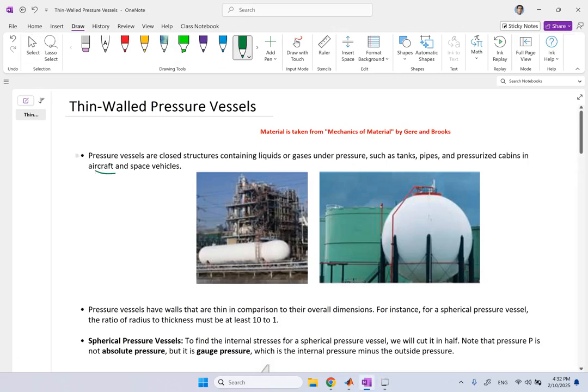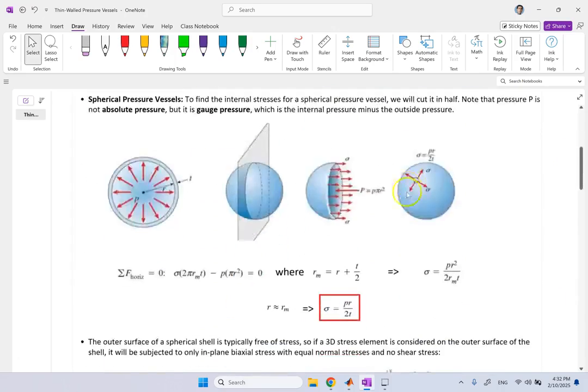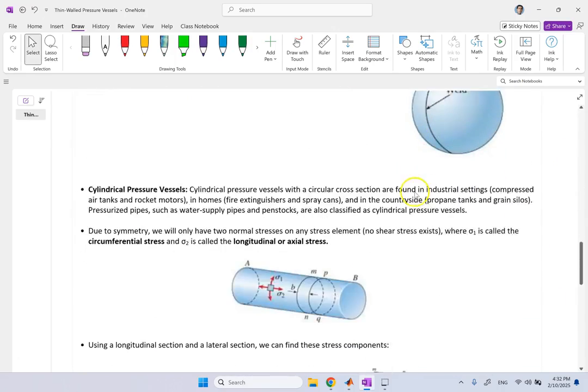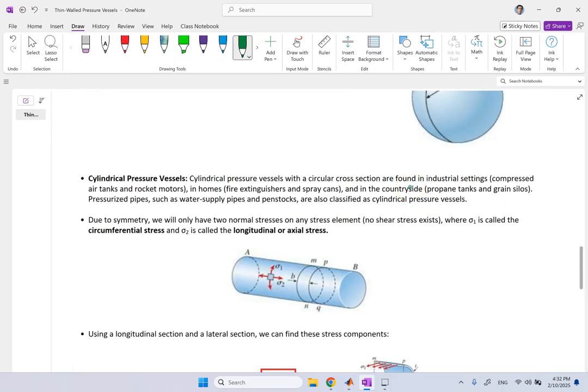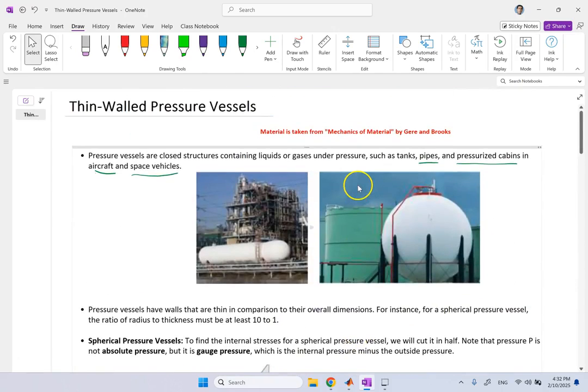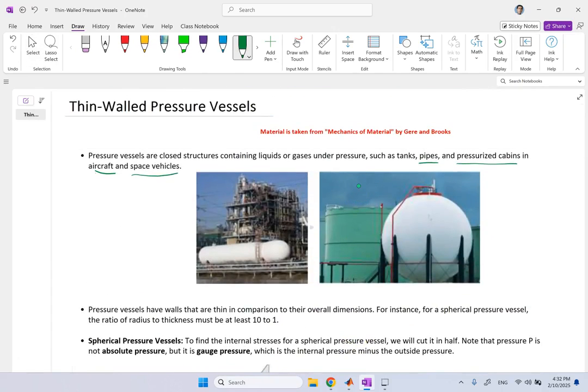Even an aircraft cabin is a pressure vessel. Space vehicles are pressure vessels. The pipes can be pressure vessels. There are lots of other things that I mentioned here, like, for instance, even a fire extinguisher could be a pressure vessel, right? And spray cans, stuff like that. All of these can be pressure vessels. So it's not really necessarily something that you see in oil and gas industry or petrochemicals.